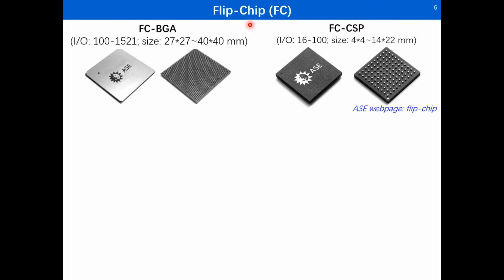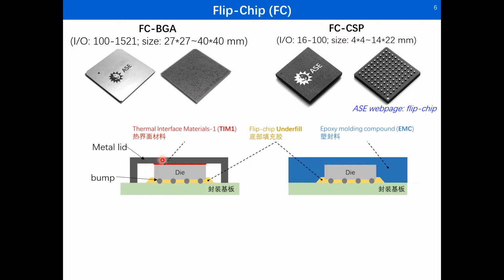For flip chip, there are two different ways, FCBGA and FCCSP. The former usually has more I/O numbers and larger package size, which indicates it has a stronger calculation performance. In this case, the die is protected by a metal lid, and thermal interface material is required to fill the gap between the die and the metal lid. In the case of FCCSP, the die is protected by molding compound if the chip does not suffer serious thermal problems.